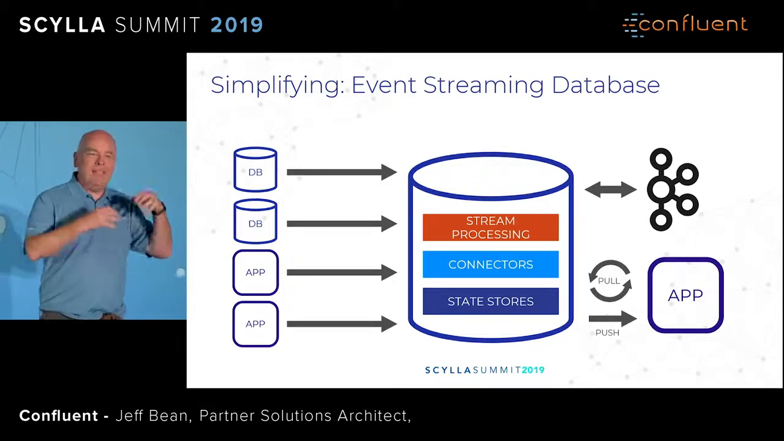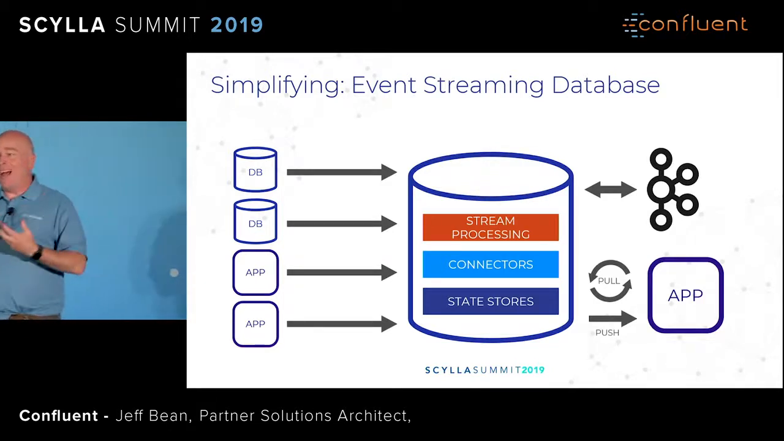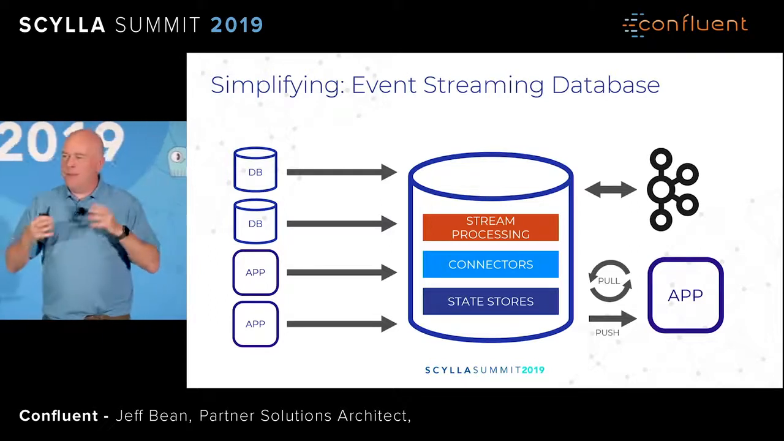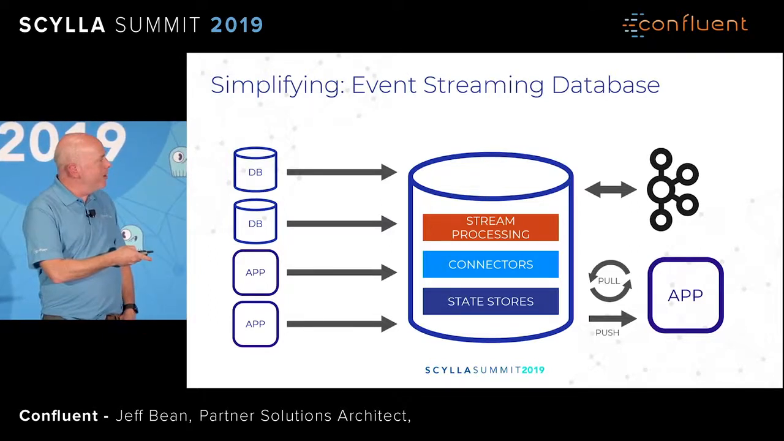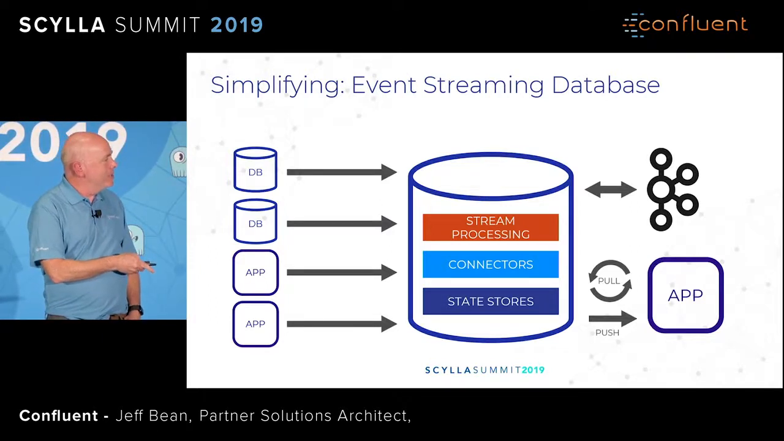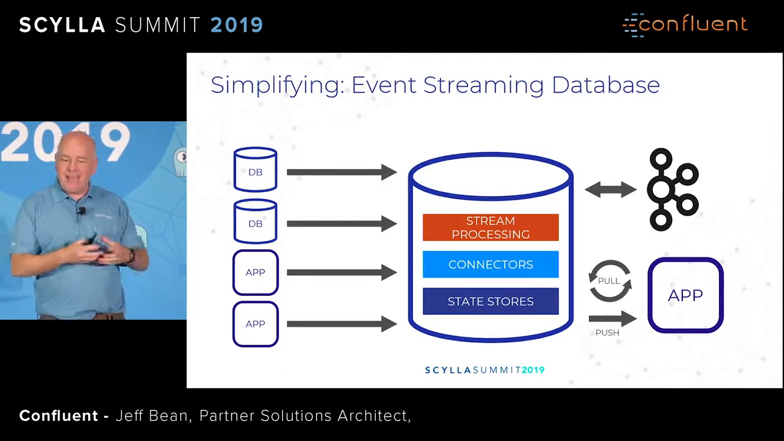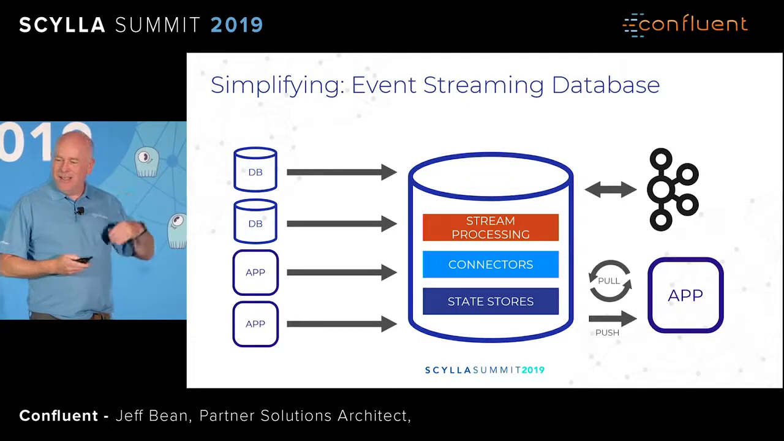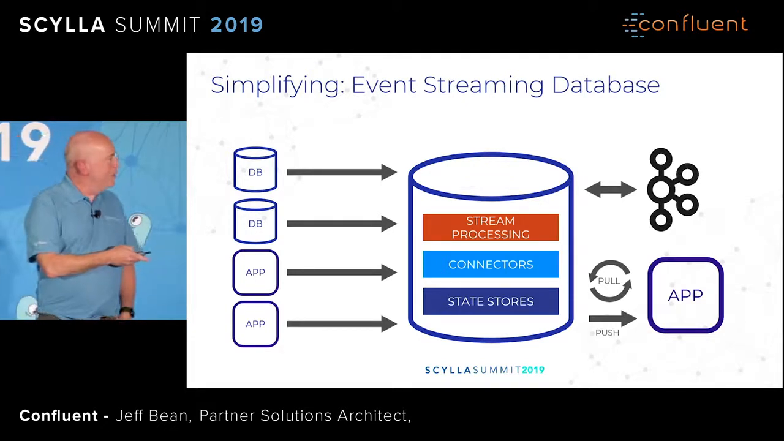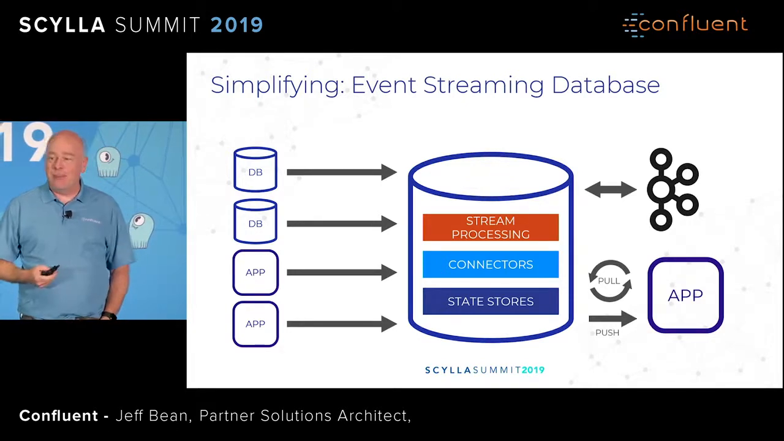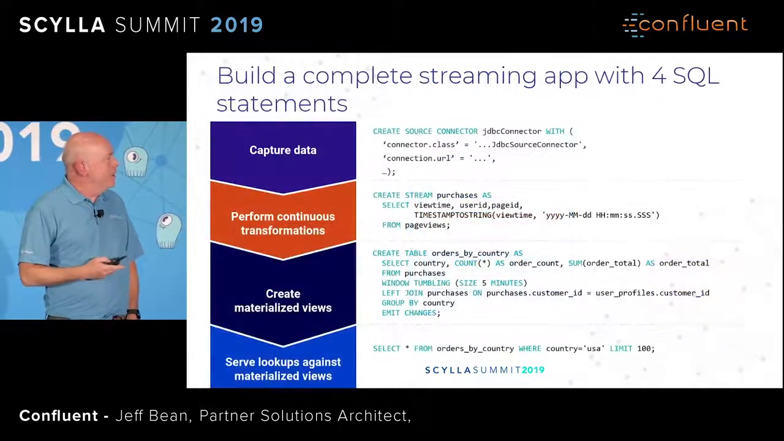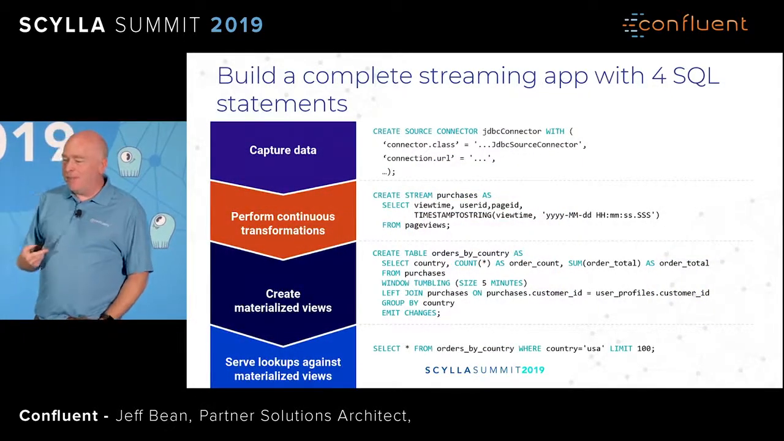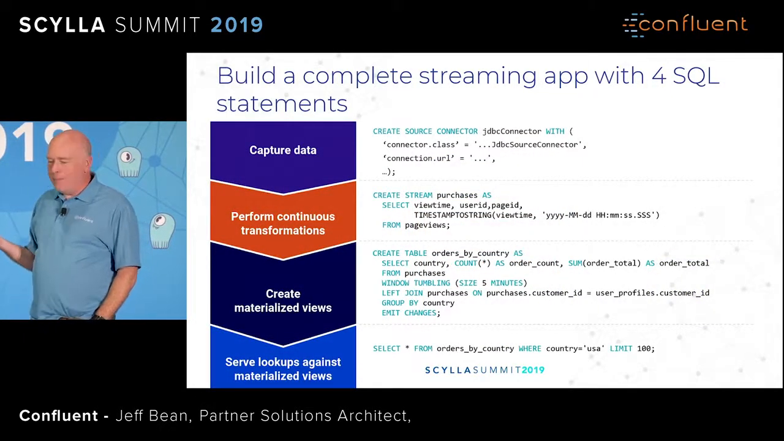It's a new kind of database for doing this kind of operation in one spot. So rather than have the stream processing engine separate, the connectors separate, and the state stores separate, bundle that together in its own thing, call it an event streaming database, and release that and use that to work with this very common pattern of application on Kafka. So the idea is to be able to build a complete streaming app in one place simply.